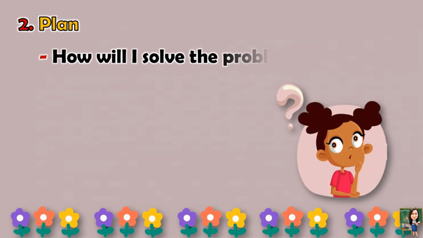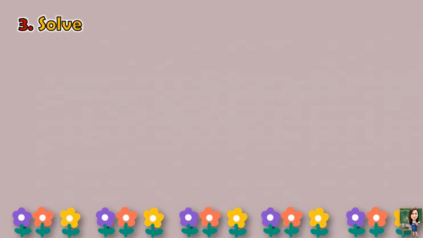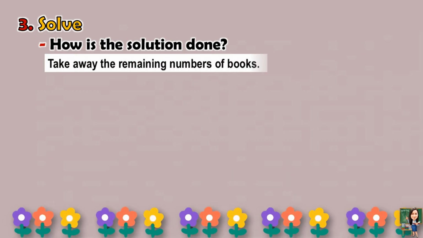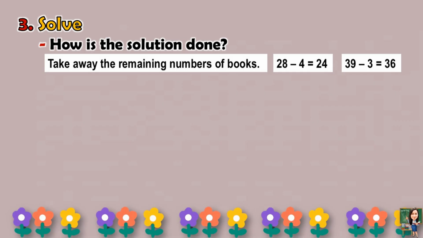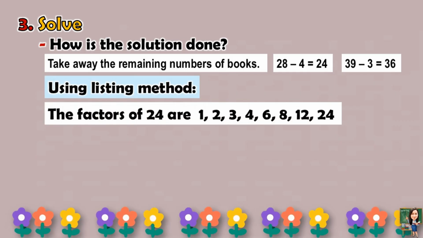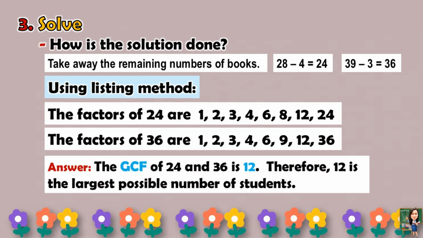Step 2. Plan. How will I solve the problem? By finding the GCF. Step 3. Solve. How is the solution done? Take away the remaining number of books. 28 minus 4 equals 24. And 39 minus 3 equals 36. Using the listing method, the factors of 24 are 1, 2, 3, 4, 6, 8, 12, 24. The factors of 36 are 1, 2, 3, 4, 6, 9, 12, 36. So the answer is, the GCF of 24 and 36 is 12. Therefore, 12 is the largest possible number of students.